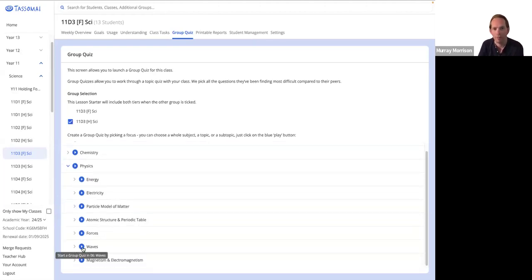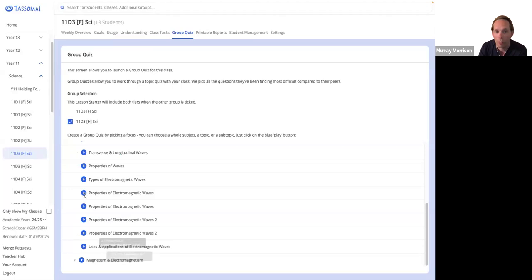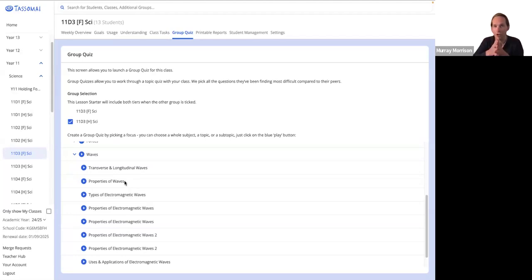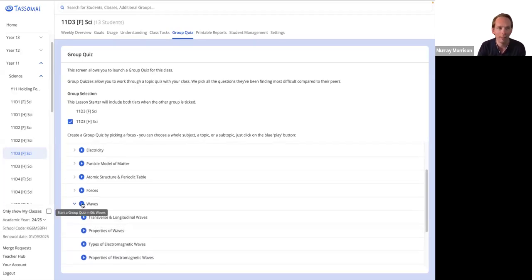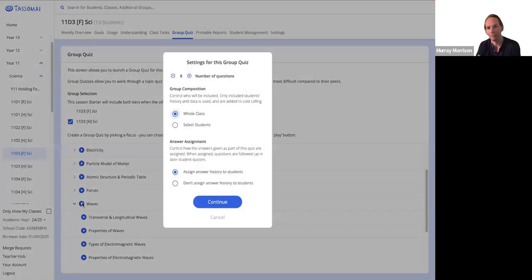I'm going to actually pick waves because I like that topic. But you could even, within waves, open that out further and do a group quiz specifically on types of electromagnetic waves, for example. So you can go super fine focus or super broad focus if you want to do a pop quiz on all of physics or on all of Macbeth or on all of the Tudors. You can take a whole big topic or a small topic. I'm laboring the point. I'm going to go middle. I'm going to pick waves because that's something I like.